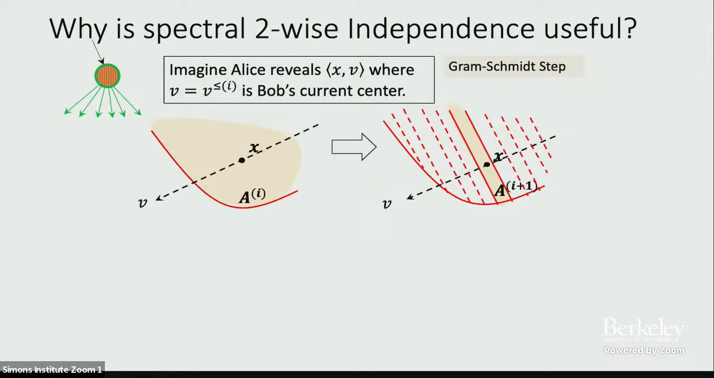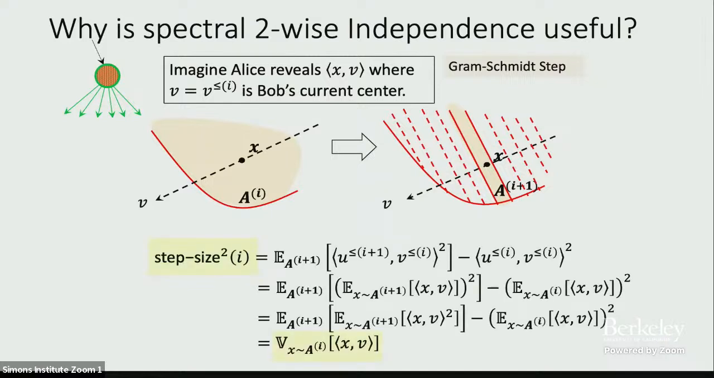Okay, so what is this step doing? Alice has a set A. She's looking at this direction and she's slicing her set into slices along this direction. So that's what this step is doing. Why is this such an interesting step? It will turn out that the change in the martingale as a result of this step is precisely equal to how elongated Alice's set is in the direction V. So this Gram-Schmidt step is what connects the change in the martingale to the elongatedness of the set. So that's the power of this Gram-Schmidt step.